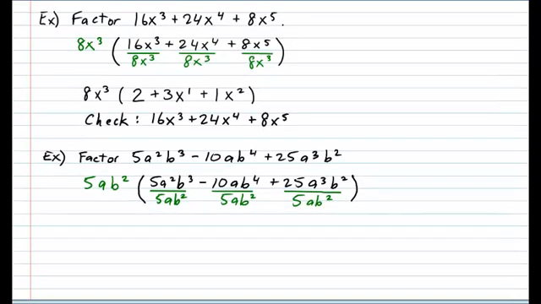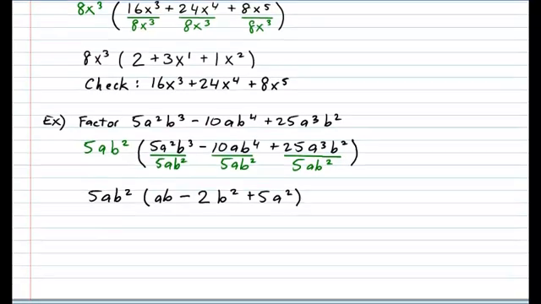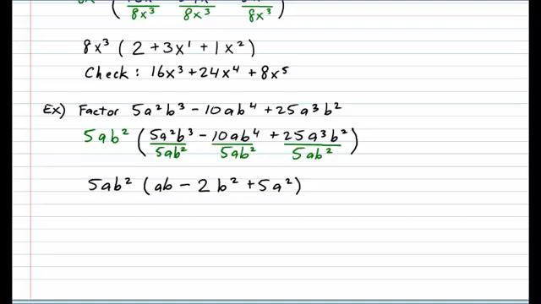And let's see what our final factored form is. It's going to be 5ab squared, and in the brackets, I believe I'm going to have ab minus 2b to the 2 and plus 5a to the 2. Close up that bracket. And we're done. Alright, I think it's time for you guys to try one on your own.